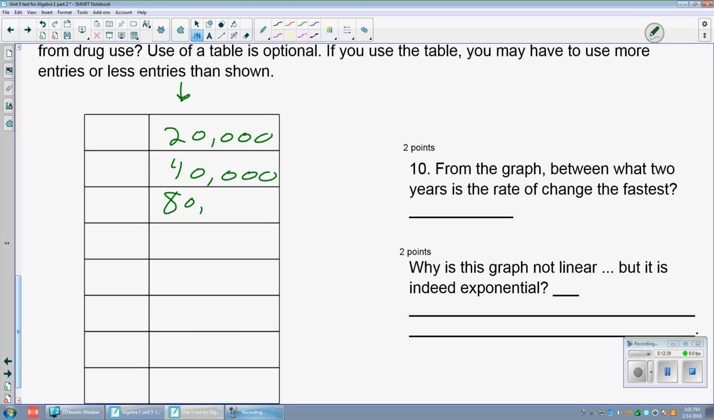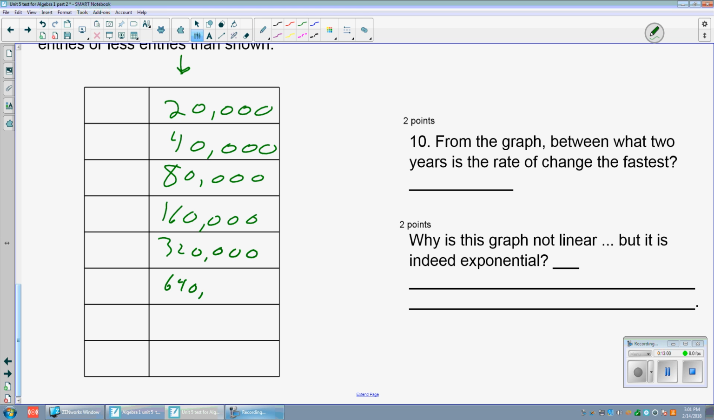It doubles to 40, and then that doubles to 80, and then that doubles to 160,000, and that doubles to 320,000. Hope you're listening to me and not watching what I'm writing, because I'm certainly not writing very neatly. And then that doubles to 640. What's my goal? 2.2 million. And then that doubles to 1,280,000. Close. And then 2,560,000. Okay, there we go. So the 2.2 million is right about there.